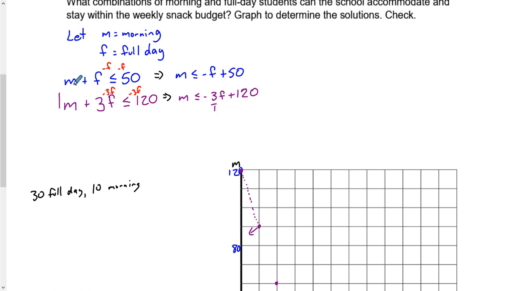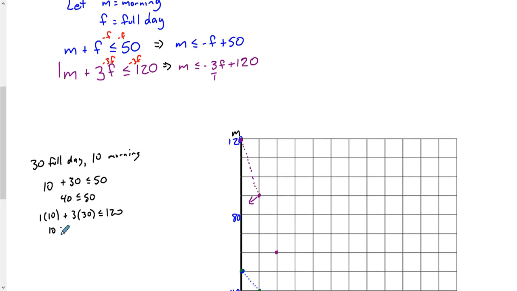Does that mean that the amount of morning and full day is less than or equal to 50? Yeah. 10 plus 30 is for sure less than or equal to 50 because 40 is less than or equal to 50. If it costs $1 for every single morning kid, so 1 times 10 morning kids, plus 3 times every single full day kid, being less than or equal to 120. 10 plus 90. Absolutely, 100 is less than or equal to 120. So both of those work. This is one possible solution.